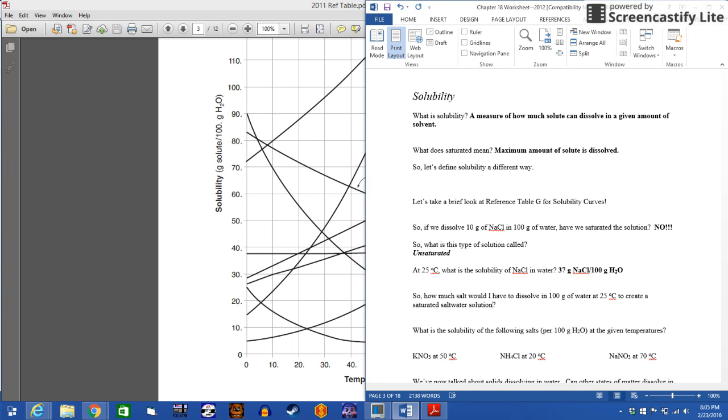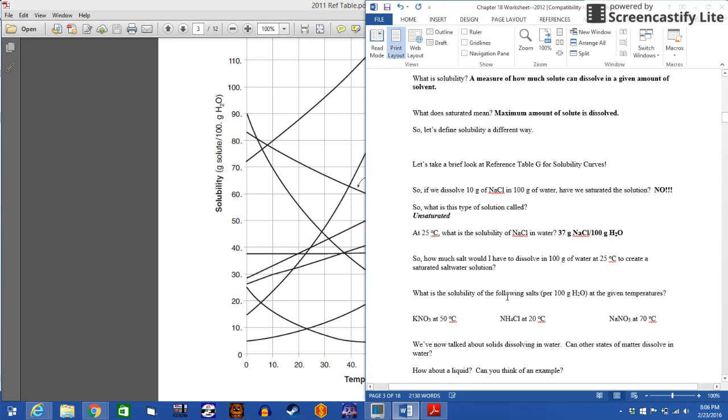So here's the follow-up question. How much salt would I have to dissolve in 100 grams of water at 25 Celsius to create a saturated saltwater solution? Now that's for you to put in there. I'm going to check that tomorrow as part of your homework, but that should fall right out of your definition from way up here that you did in terms of saturation. Not looking to go nuts here, just answer the question and then it'll be fine.